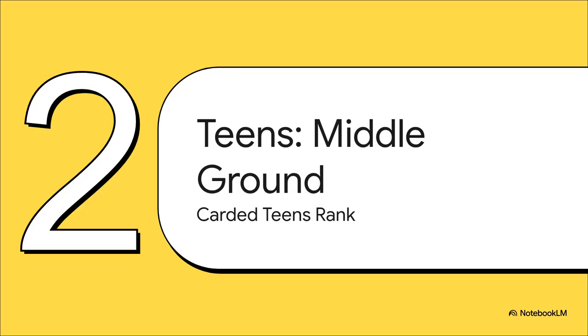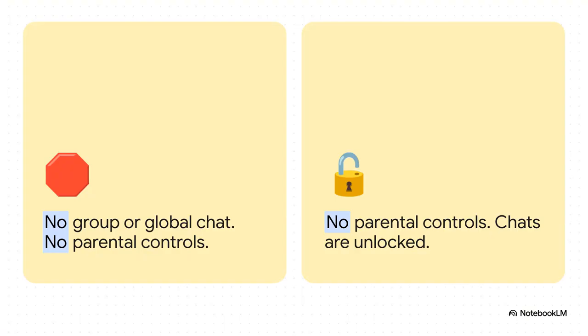Moving on to Section 2, Teens, the middle ground. And this brilliantly illustrates a massive structural change. While kids are completely locked out of communication, those chat restrictions completely vanish for teens. By officially lifting the bans on group and global chat, Carded is basically recognizing that, hey, teenagers need more social interaction. But, and this is a super vital distinction, notice how the padlock actually remains on the parental controls. Both kids and teens are firmly locked out of those settings. So the social freedom expands, but that administrative power remains completely out of reach.